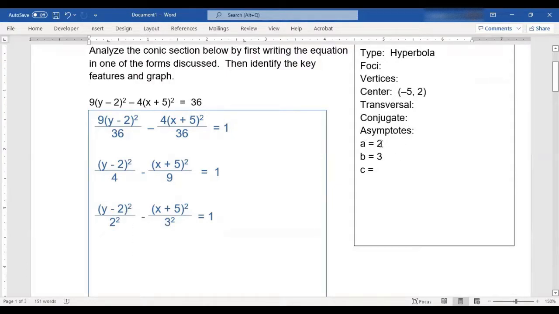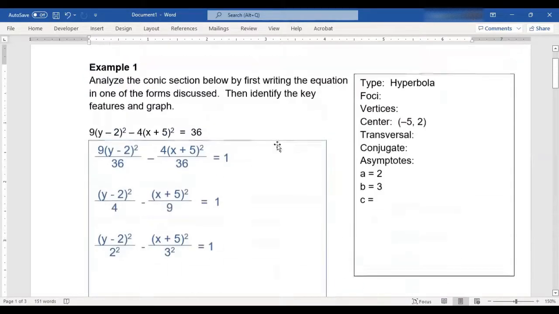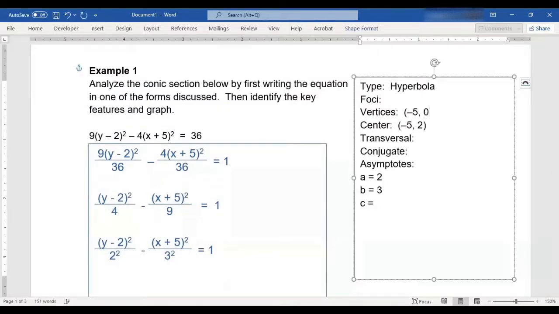Because A is 2, I'm going to start at the center and go 2 up and 2 down, and that will be where I plot my vertices. So let's grab some points here. I'm going to go 2 spaces up, and then 2 spaces down. Those will be my vertices. Once I have them graphed, I can see the coordinates more easily. They're at -5, 0 and -5, 4. So my vertices are -5, 0 and -5, 4.